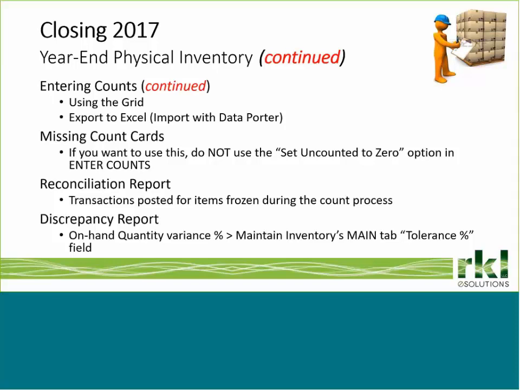So you may say, you know what, if I've got a variance within 3%, I'm not going to worry about chasing that detail. You can set all of your items tolerance percent to 3%, and then the discrepancy report would ignore anything where the on-hand quantity variance is less than that 3%. And 3% is just a number I pulled out of the air. You have to decide what percentage makes sense for you.